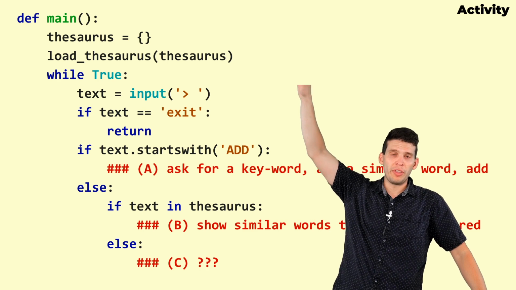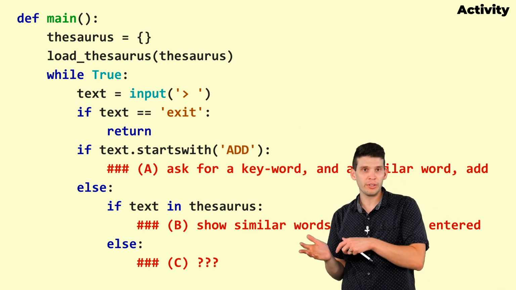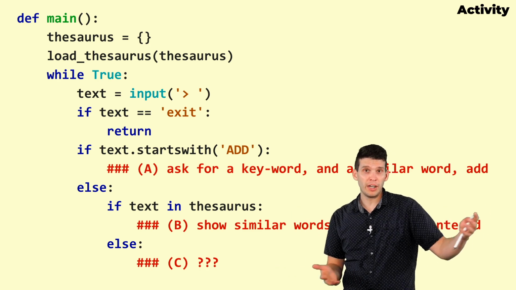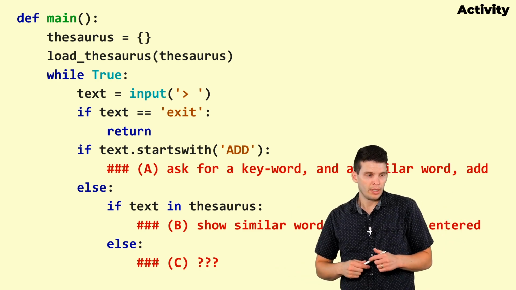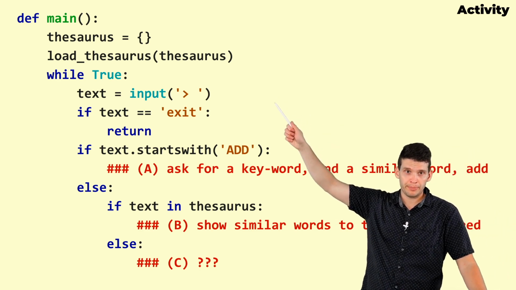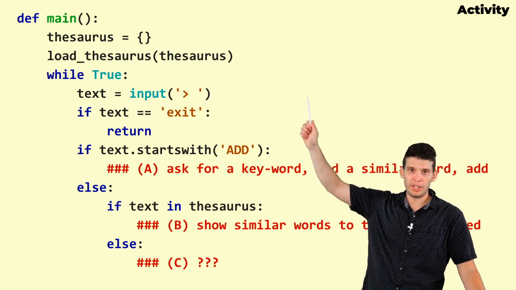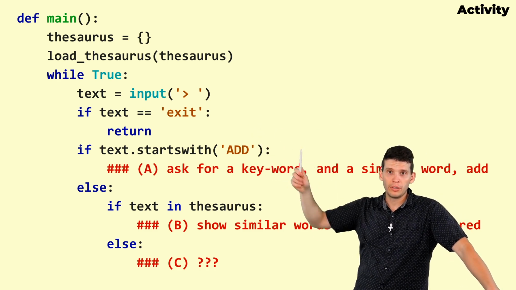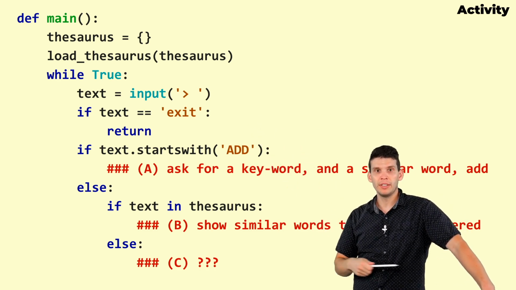We can start with an empty dictionary for the thesaurus, but then call the load thesaurus function to get whatever data may be in a file loaded in there. Then we're going to have a while true loop. In this loop, we ask for a command and then check one of three cases. If what was typed in was exit, we just return so that the program stops.